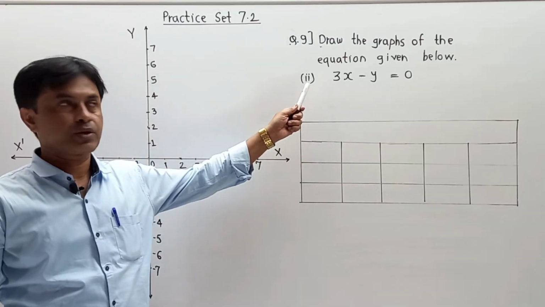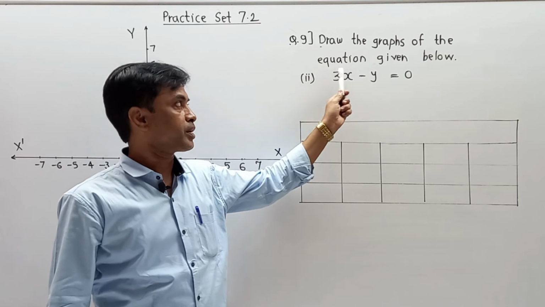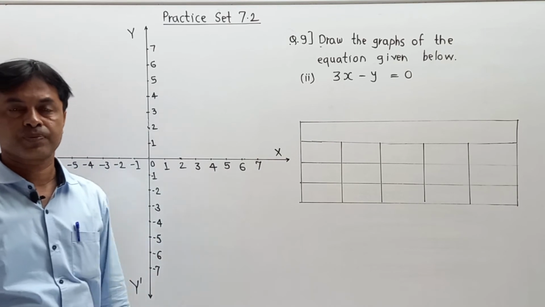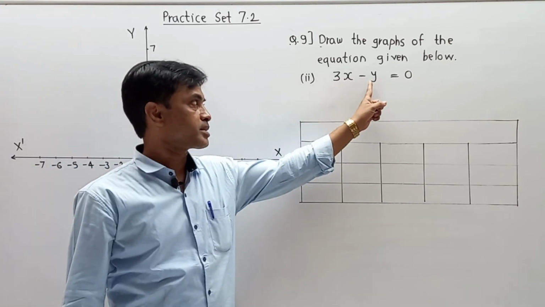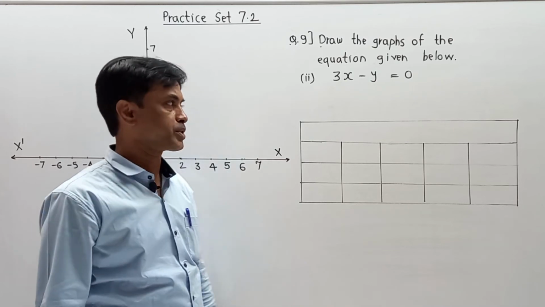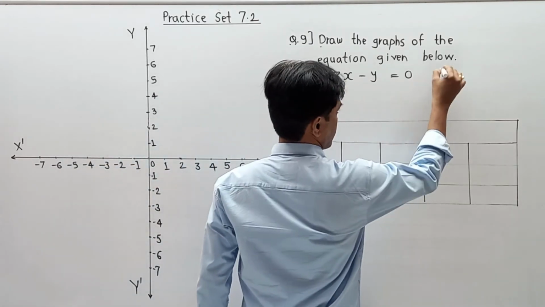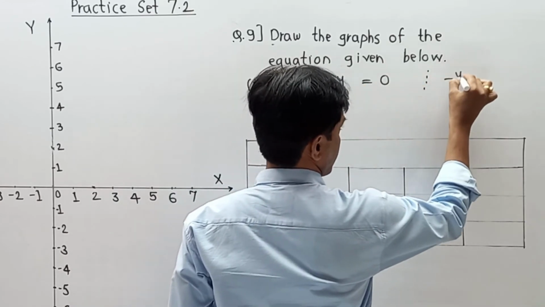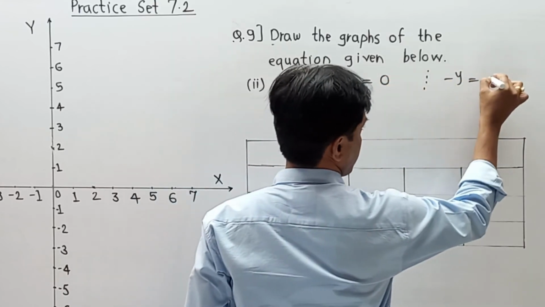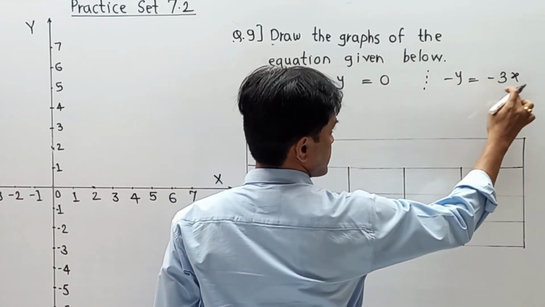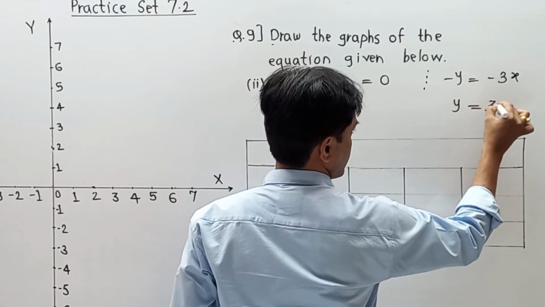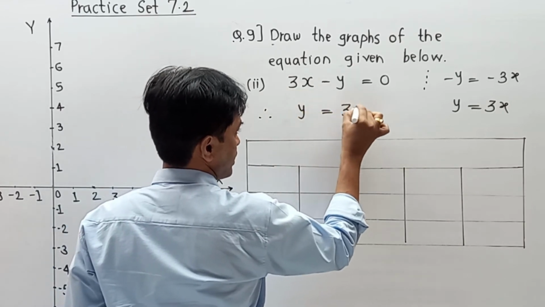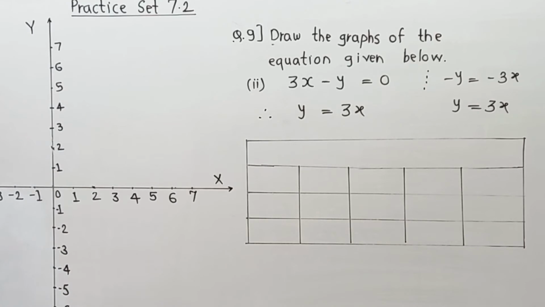Moving to the second question of question number 9. Draw the graph of the equation given below. They have given the equation 3x - y = 0. Again students, please pay attention. This is 3x - y = 0. If I simplify it normally, this becomes 3x - y = 0. So -y, shifting this 3x to that side, it becomes -3x, and -y = -3x, which means y = 3x. So here I am directly writing the equation y = 3x, and that is nothing but the required equation over here.